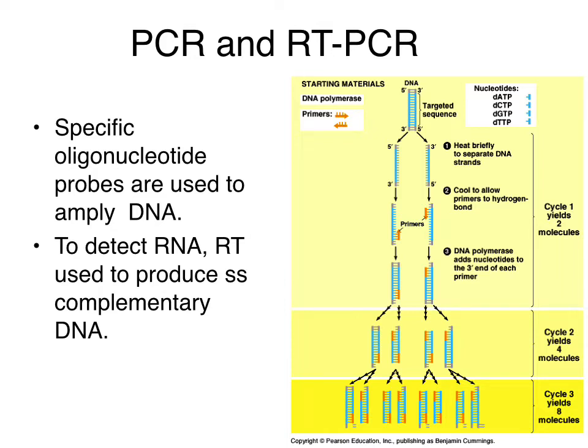Taq DNA polymerase was isolated from the bacterium Thermus aquaticus from hot springs in Yellowstone National Park. It has a drawback in that it lacks proofreading activity and thus produces errors every 10 to the 4th or 10 to the 5th bases. Other polymerases, such as Pfu, that was isolated from Pyrococcus furiosus, contain the proofreading ability.